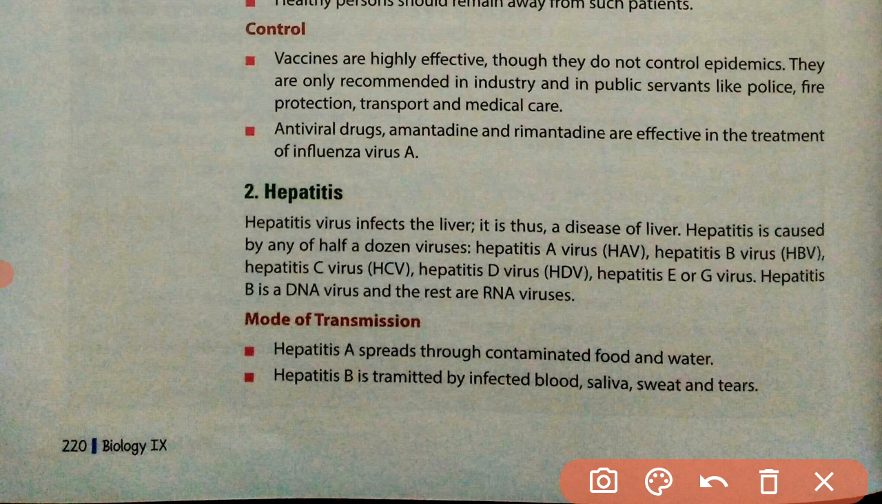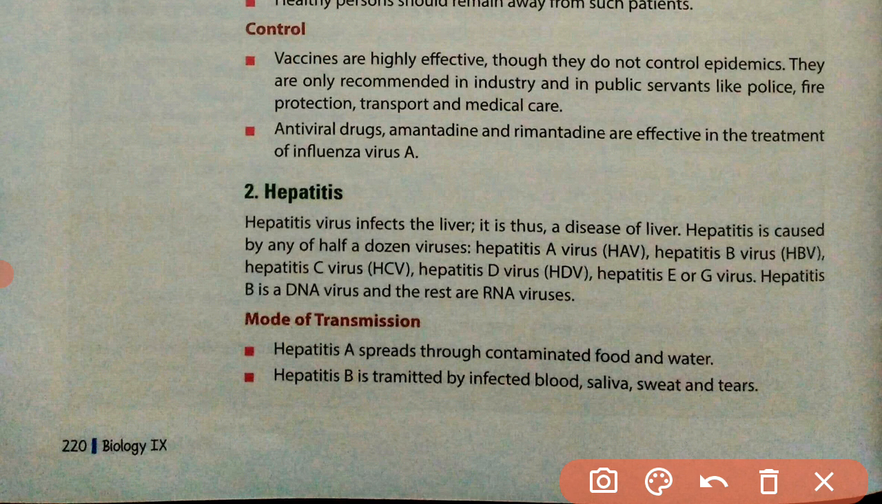Hepatitis B is a DNA virus and the rest are RNA viruses. What is the meaning of this? Hepatitis B virus has DNA as its genetic material, but the rest of the viruses have RNA as their genetic material.